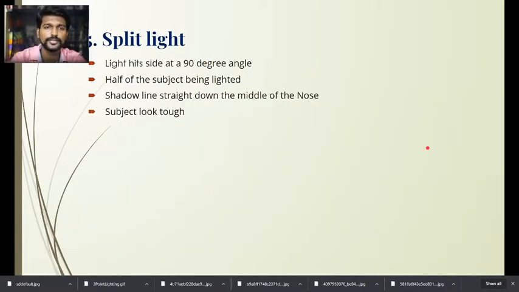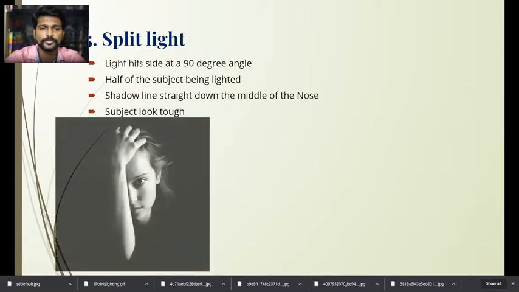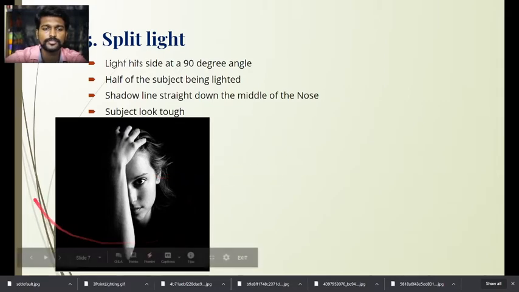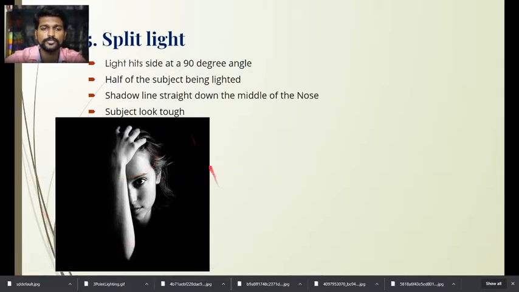Fifth one, split light. So split light is completely splitting the face into two halves, whereas one half is completely lightened and one half is completely darkened. Okay, so I show you an example image. See, this is one of the example images. Light hits sides at 90-degree angle. So completely the light comes from this side, and this side no light has entered, and the background light and the side light or everything has been blocked. Only one side lighting is given.